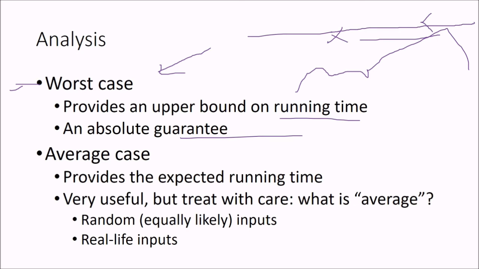And what about the average case? This provides the expected running time, not the upper bound. So it is very useful, but we need to be very careful about it. What is average? Average means we have random or equally likely inputs, and then we'll also put in real life inputs. But let me assure you that we are not much worried about this average case or best case. We are concerned about our worst case scenario.